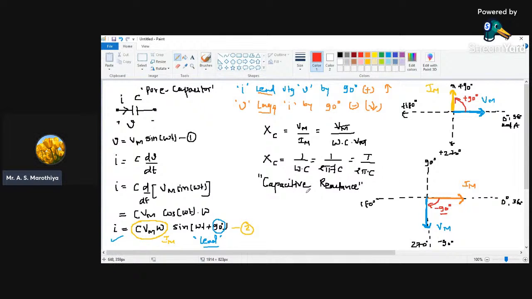And what is the expression for this ohmic opposition offered by capacitor to the flow of current through it? It is going to be capacitive reactance, and the expression is Xc, which is going to be 1 upon omega c, where omega is 2 pi f. So I can write here as 1 upon 2 pi fc, or you can write that as capital T by 2 pi into c.